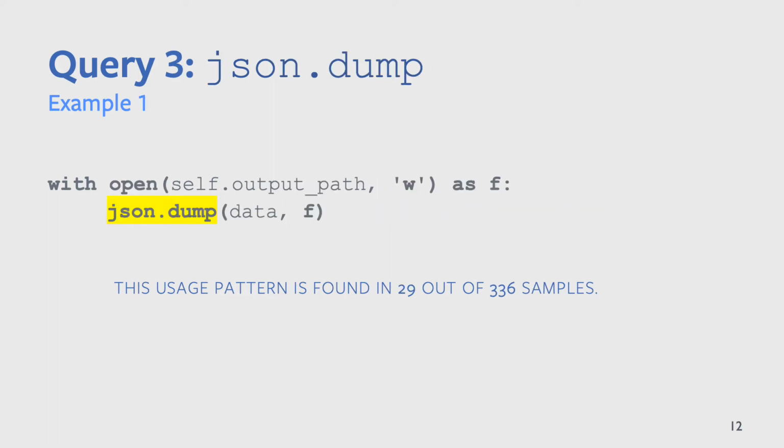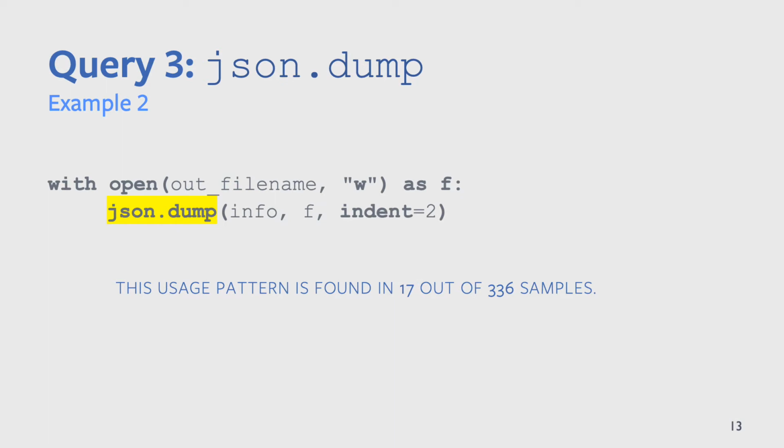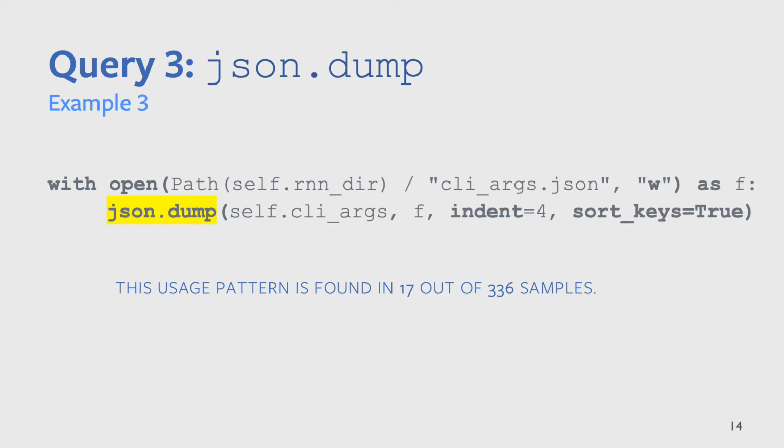The third query we'll look at is json.dump. This example shows that it is idiomatic to open a file before calling json.dump, pass w as the second argument to open, and pass f as the second argument to json.dump. The second example shows that it is also idiomatic to pass an integer to the optional parameter indent. Finally, the third example shows that it is also idiomatic to pass true to the optional parameter sort_keys.